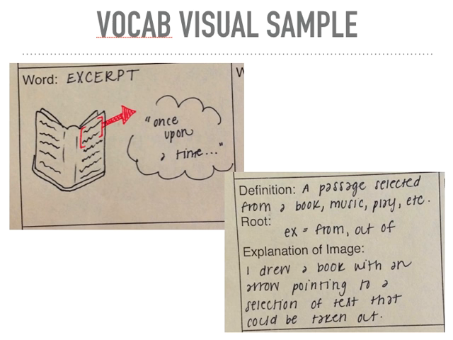And then my explanation of the image does not necessarily need to use the word in context. It just needs to help remind me why I drew what I did. So for my explanation, I said that I drew a book with an arrow pointing to a selection of that text that could be taken out, which is basically what an excerpt is. You do not have to draw the same image that I drew for this. You might have another visual that you think will help you remember the definition of the word. So go ahead and draw whatever you want.